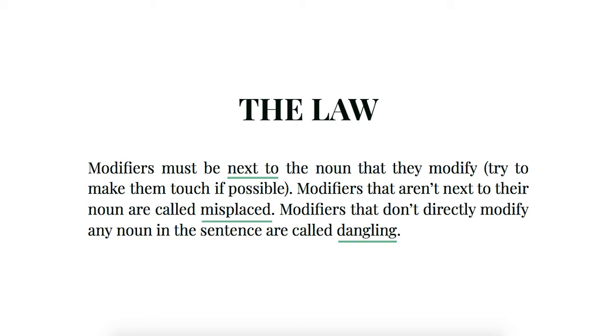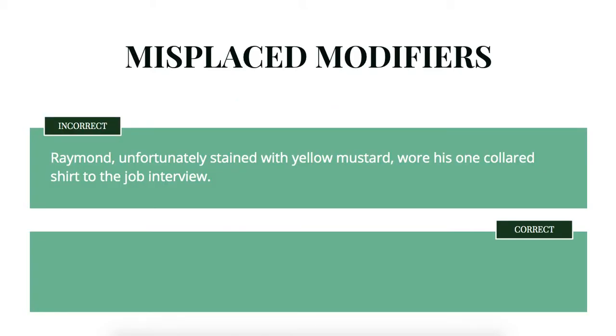These definitions are important because misplaced and dangling modifiers are two separate things, and we want to talk about them in different ways. So make sure that you know that modifiers that aren't next to their noun are misplaced. Modifiers that don't have a noun in the sentence are dangling. Let's look at misplaced modifiers first. So we have this sentence. Raymond, unfortunately stained with yellow mustard, wore his one collared shirt to the job interview.